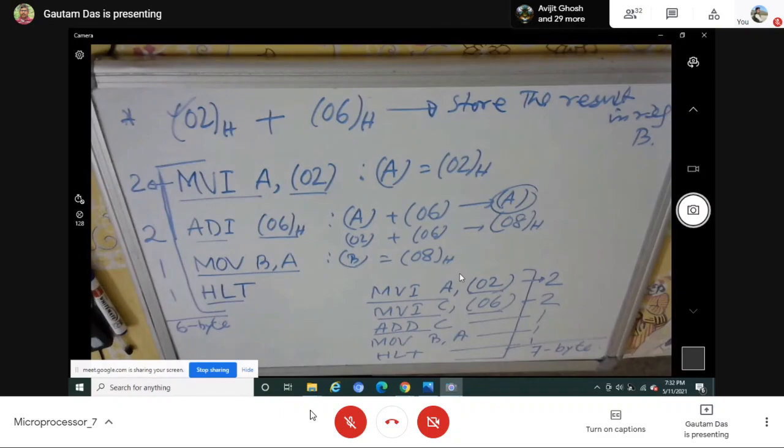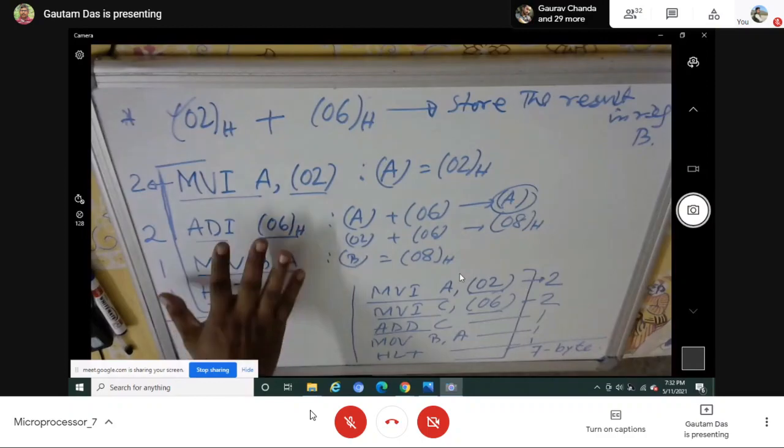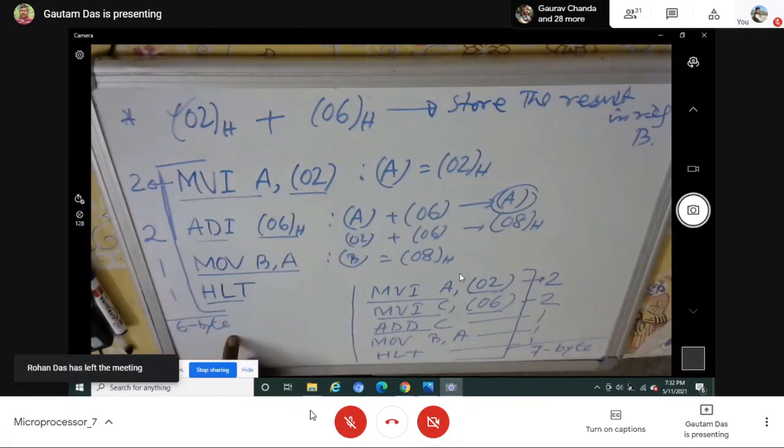So whenever a programmer writes a program, he has to keep in mind that he has to write a program with a minimum number of bytes. Both programs, as you have mentioned, can be written in this manner. Possible. You will get the same result. But this program requires 6 bytes. Total length of this program is 6 bytes, but here it is 7 bytes.